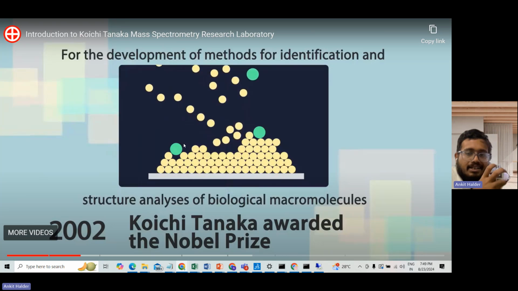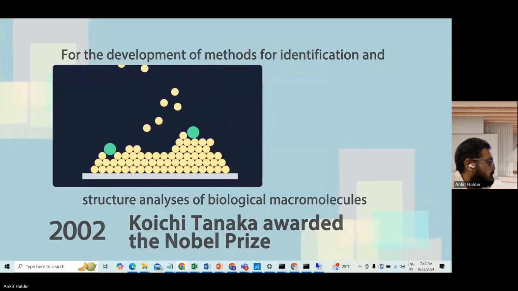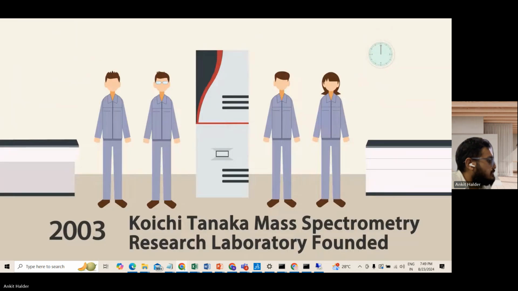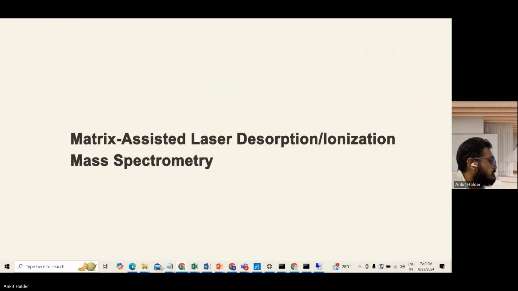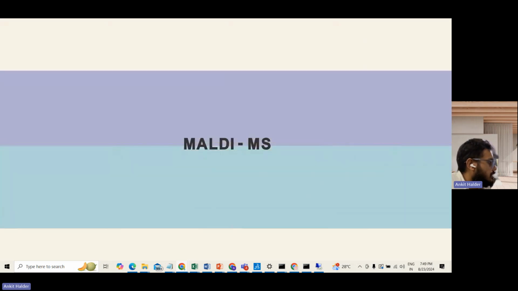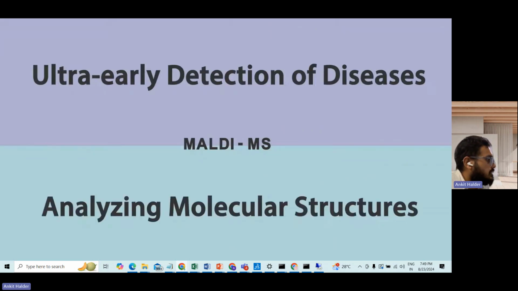It was a simple idea that the sample can be added in a matrix and then the laser can be radiated for separation or start of the ions. This is a good graphic to see. This is the MALDI MS, shown by Shimadzu, thanks to them. So this is how ultra early detection of diseases and analyzing molecular structures can be done.